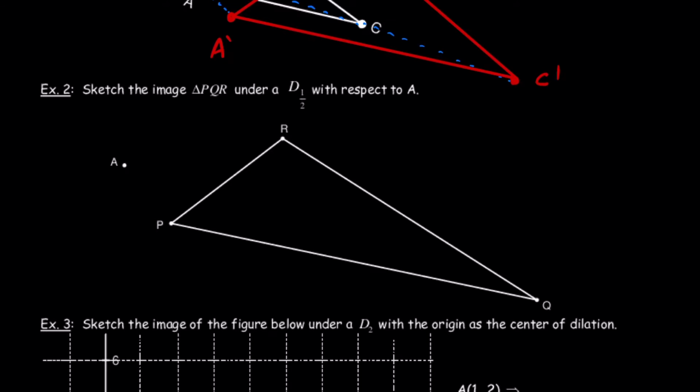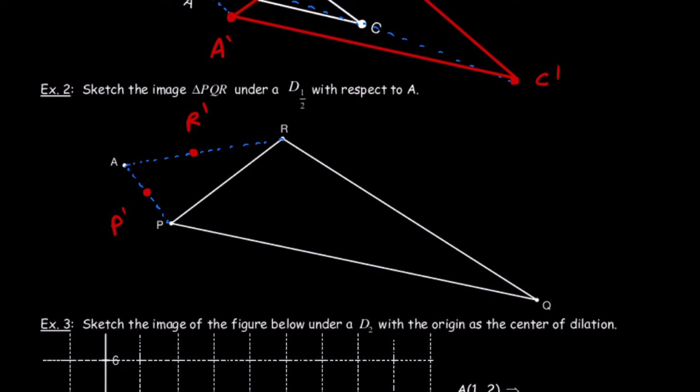So how do we do that? Well, like we did up above, we sketch in lightly a dashed line, a segment from A to R. And now I need my distance to be half of that. So half of that distance is approximately here. That would be your R prime. Then we'll do the same thing from A to P. And estimate approximately halfway right there is P prime.